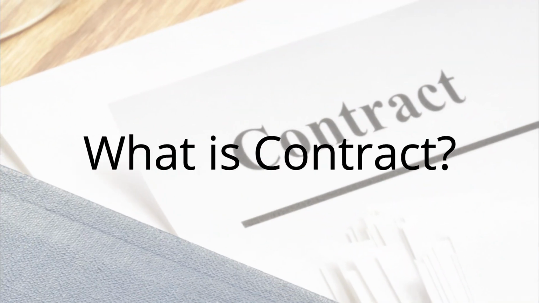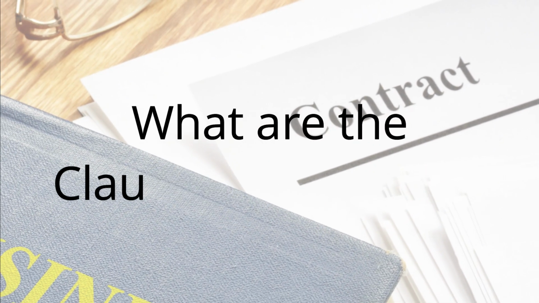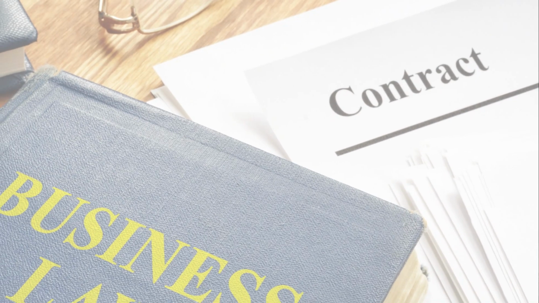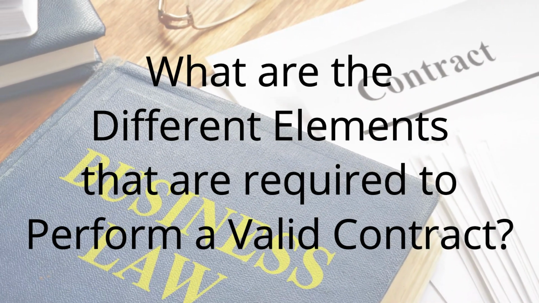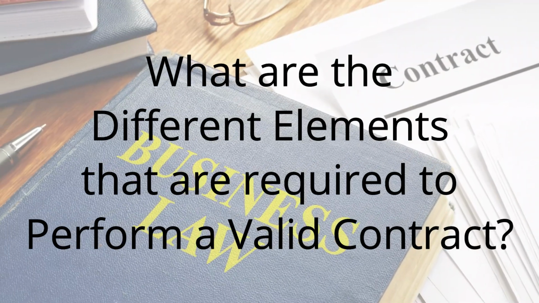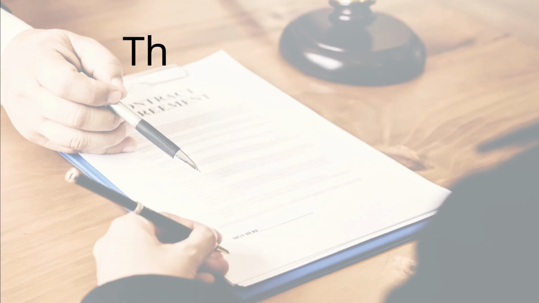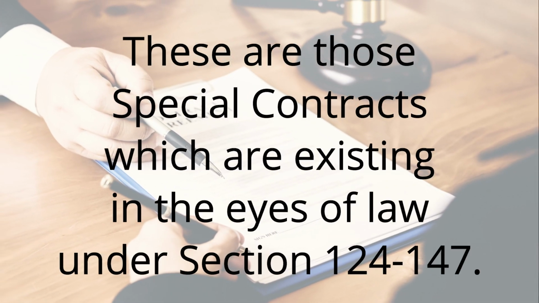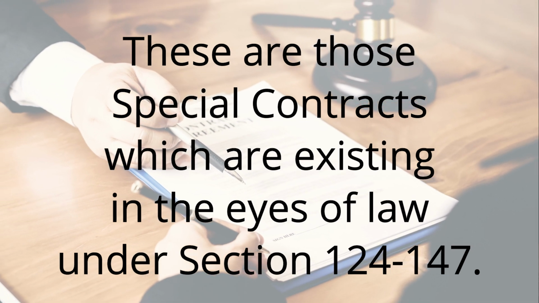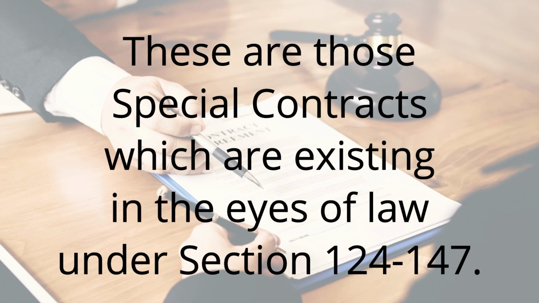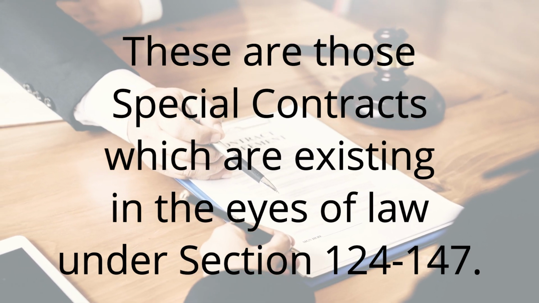So this is one of the special contracts. By this time you must have understood what a contract is, what the general contracts are, what the clauses of the contract are, and what the different elements are that are required to form a valid contract. But when we speak of indemnity and guarantee, these are those special contracts which exist in the eyes of law under sections 124 to 147. So we are going to deal with these two contracts in a separate manner.